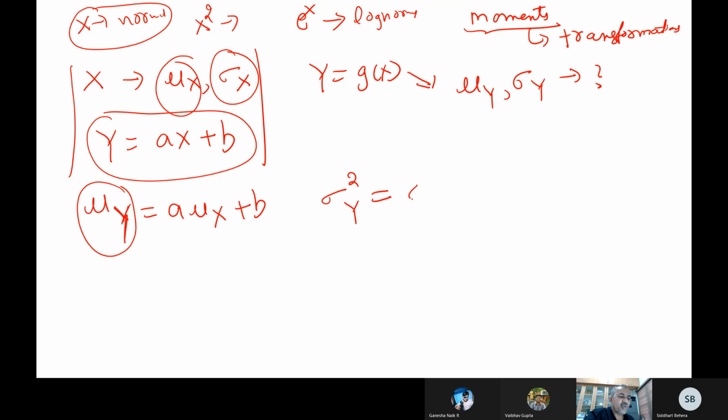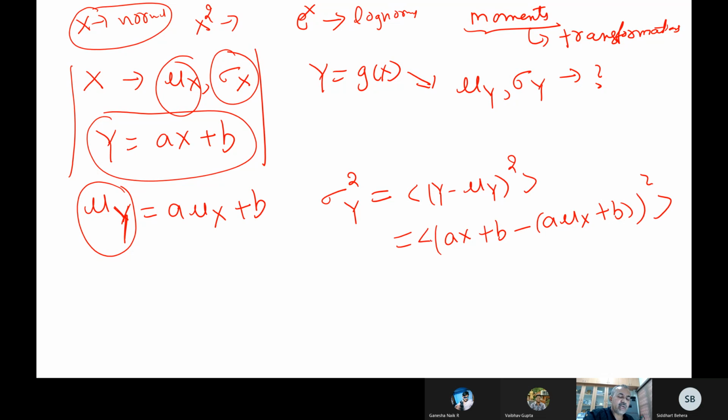So what is this variance of y? You remember, it is the expectation of y minus mu of y, whole square. So what is y? y is a x plus b, then mu of y is a times mu of x plus b, this entire thing whole square, and the expectation will be there. So what happens? b gets cancelled. We have already done this, no? a comes out, x minus mu x whole square. So I can pull a outside, so x minus mu of x whole square.